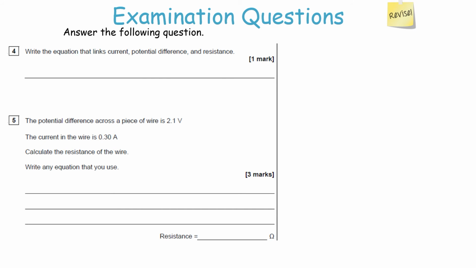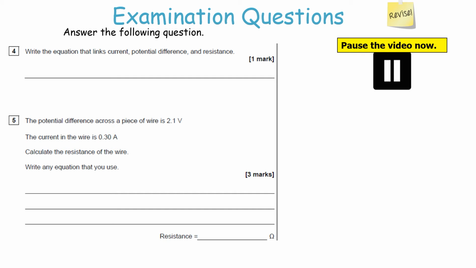Next question. Write down the equation that links current, potential difference and resistance. Then the potential difference across a piece of wire is 2.1 volts. The current in the wire is 0.30 amps. Calculate the resistance of the wire. Write down any equation that you use. So pause the video now, then unpause the video when you want to go through your answers.